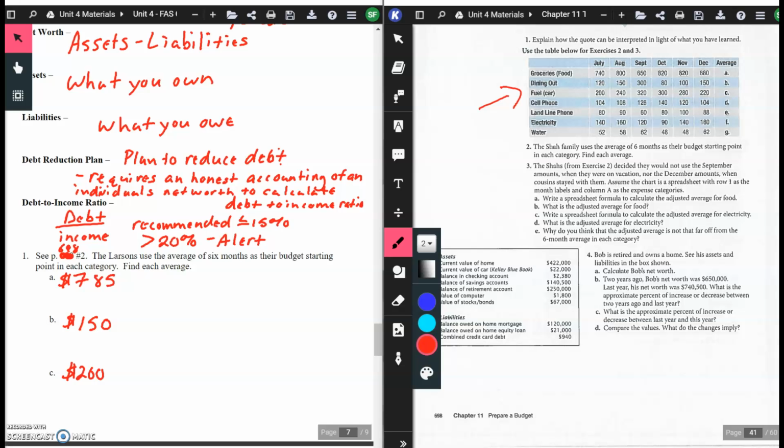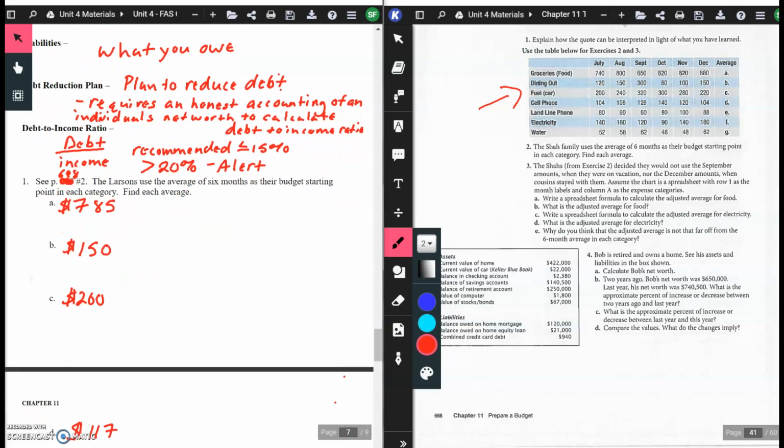For part A, we're looking for average. So your groceries for each month: July, August, September, October, November, December. To find the average, we're going to add up all those. So there are 1, 2, 3, 4, 5, 6 months, as was explained in the problem. You're going to add up the cost for each month, divide it by 6, and it'll give you your average of $785 per month. B would be dining out. Your average for dining out is $150.